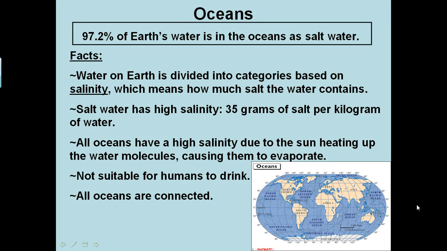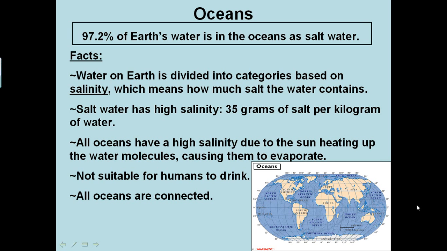Oceans cover the majority of the water on Earth. So roughly 97.2% of Earth's water is in the oceans as salt water. The facts that you need to know about the oceans and salt water are, the first one is, water on Earth is divided into categories based on salinity, which means how much salt the water contains. So you need to know that salinity is talking about how much salt is in water.